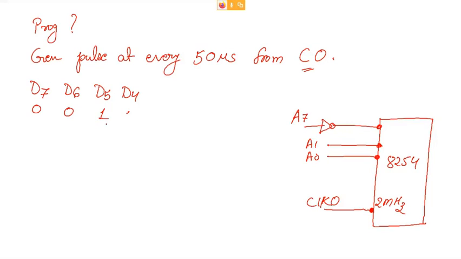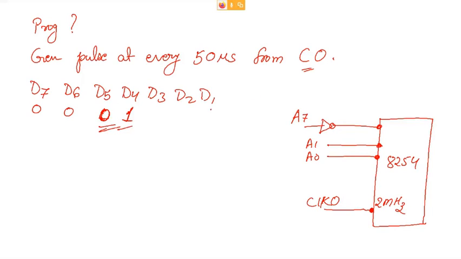Okay, let us leave this part. 1, 1 is okay, or 0, 1 is also okay, because you don't need a very big number to put 50 microsecond. And third, D3, D2, D1. I will come to this particular part. Okay, why we need 0, 1.